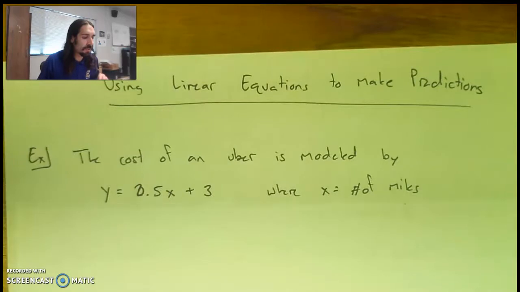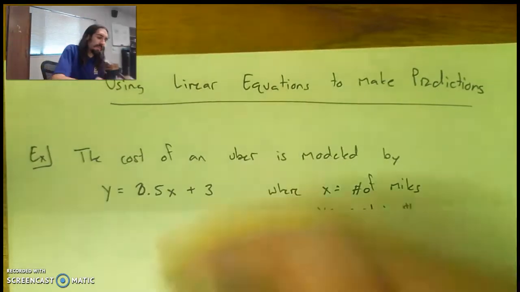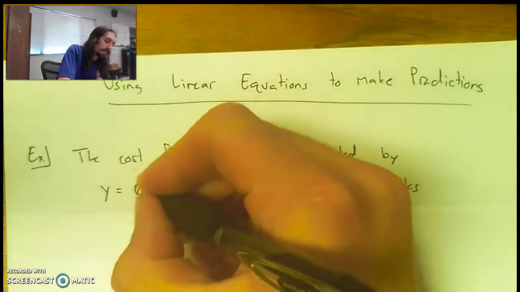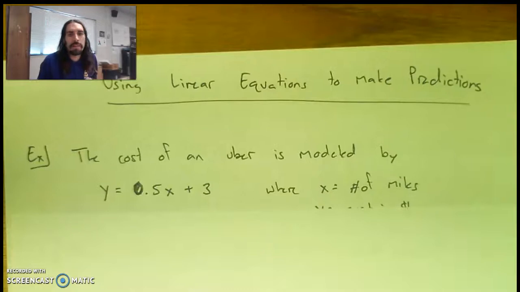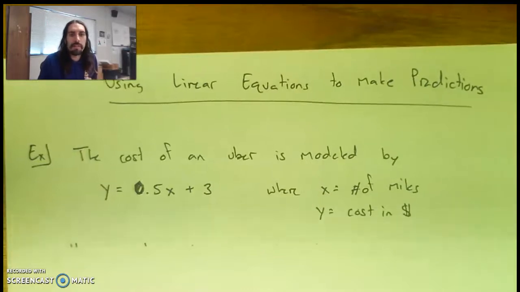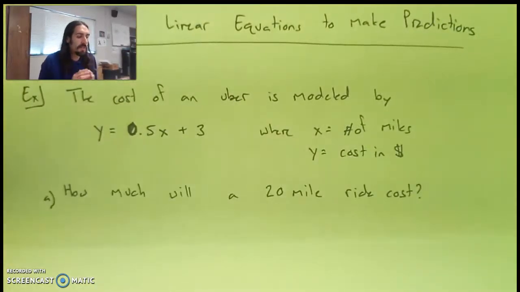The cost of an Uber is modeled by this equation, y equals 0.5x plus 3. In this equation, x is going to be the number of miles that we are traveling, so how far, and then y is going to be the cost in dollars. The first question we have is, how much will a 20-mile ride cost?